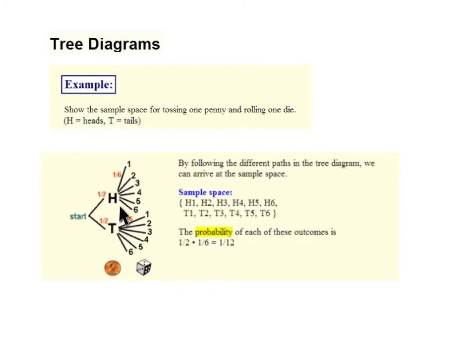The outcomes for just tossing a penny, heads would be 1 out of 2 possibilities, and tails would be 1 out of 2. And then for the die, any one number would be 1 out of 6. So you can kind of see how you would do a tree diagram.